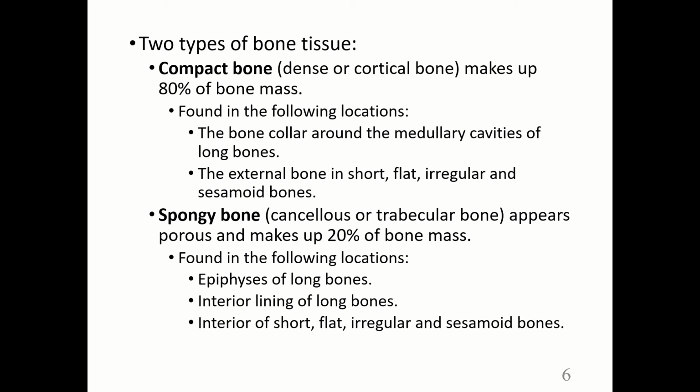Spongy bone is also called cancellous or trabecular bone. It appears porous and makes up 20% of bone mass. It is found in the following locations: the epiphyses of long bones, the interior lining of short bones, and the interior of short, flat, irregular, and sesamoid bones. We'll revisit compact bone and spongy bone as we move through this chapter.